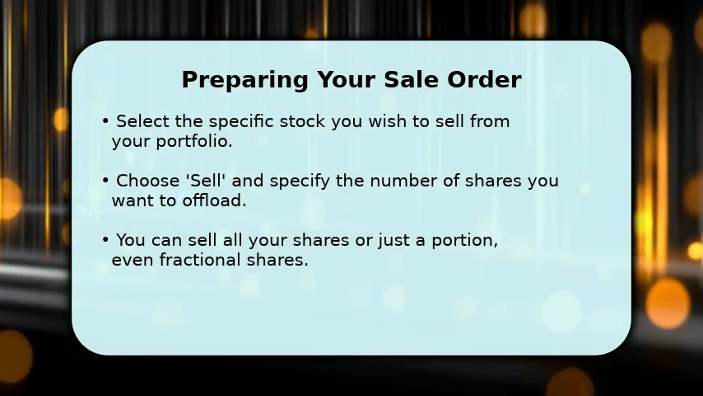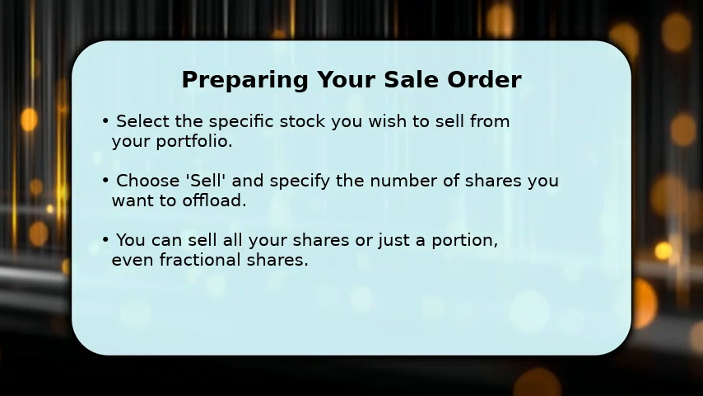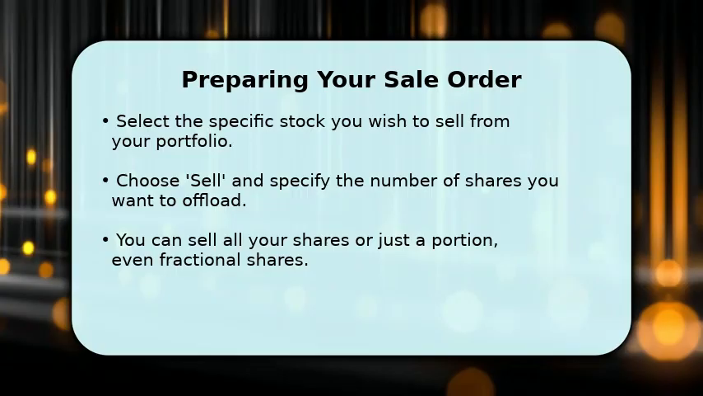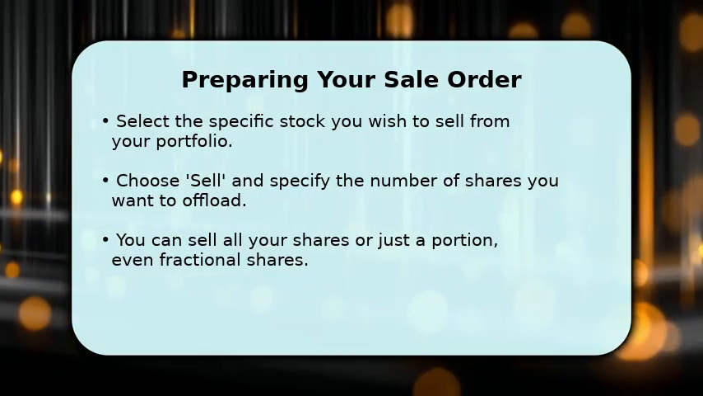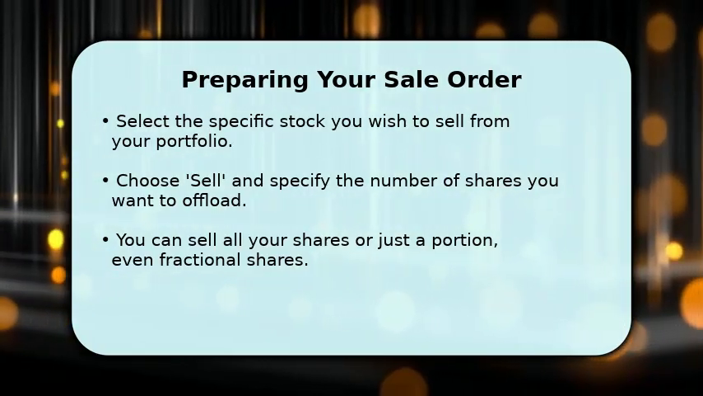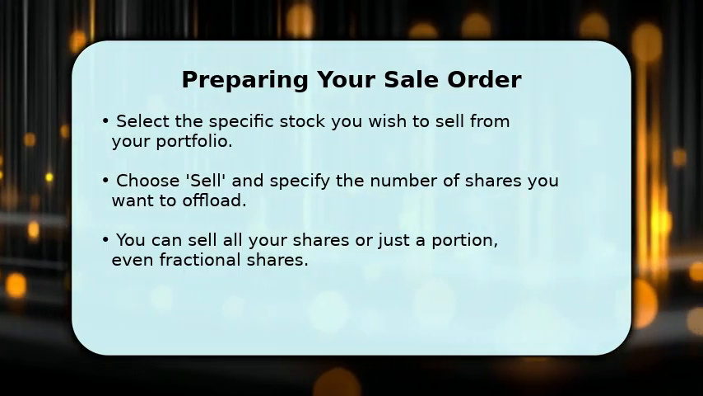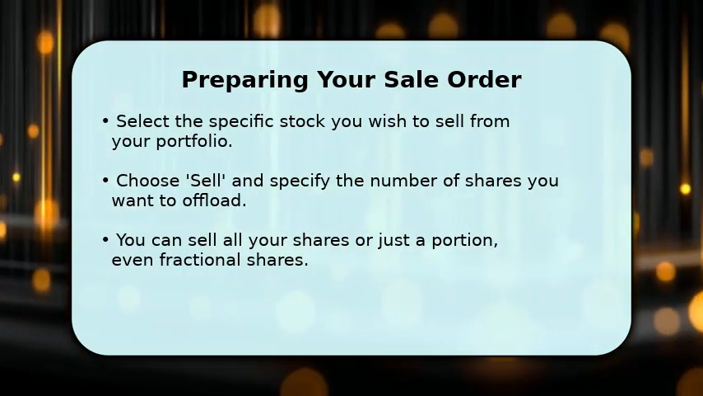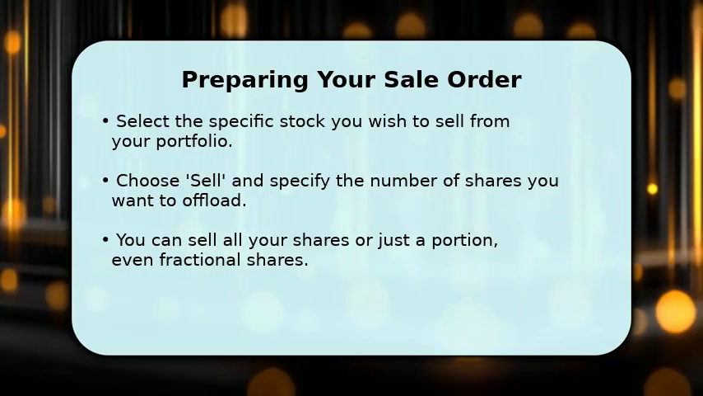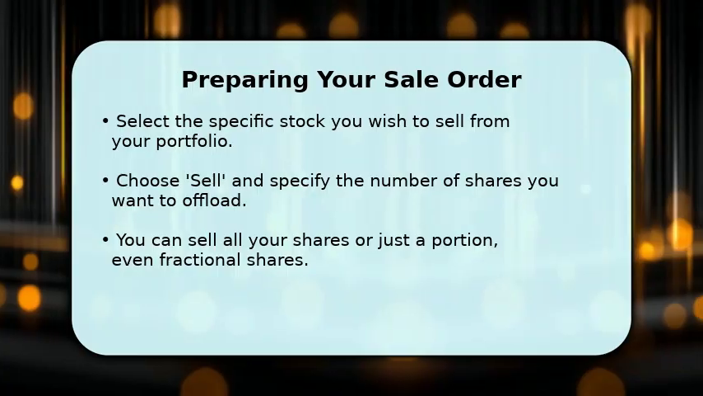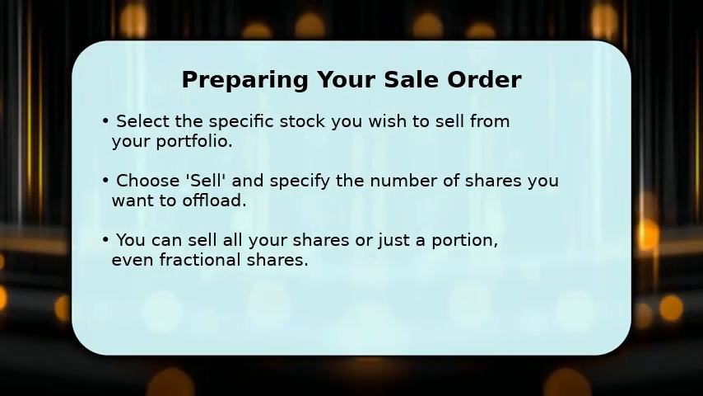Once you've selected the stock, tap or click on the Trade button. You'll then see options to buy or sell. Choose Sell and specify the number of shares you want to offload. You can sell all your shares or just a portion. Review the current market price and consider your desired order type, such as a market order for immediate execution or a limit order for a specific price point. This step ensures your sale aligns with your strategy.